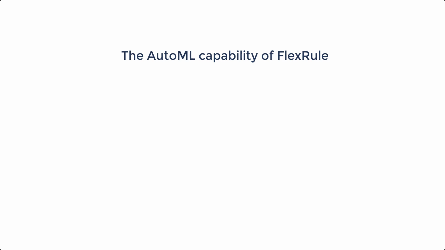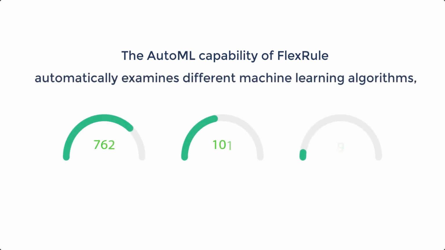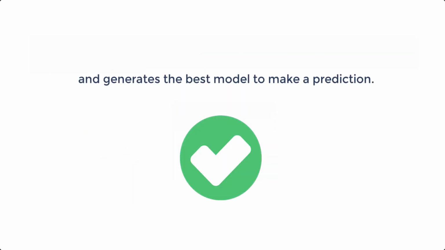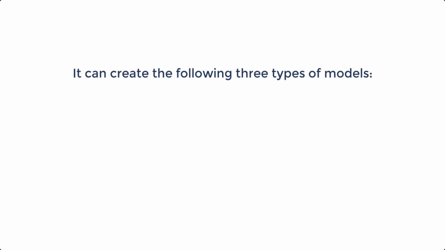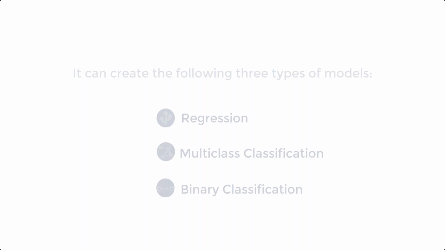AutoML Builder. The AutoML capability of FlexRule automatically examines different machine learning algorithms, finds the best algorithm, and generates the best model to make a prediction. It can create the following three types of models: regression, multiclass classification, and binary classification.